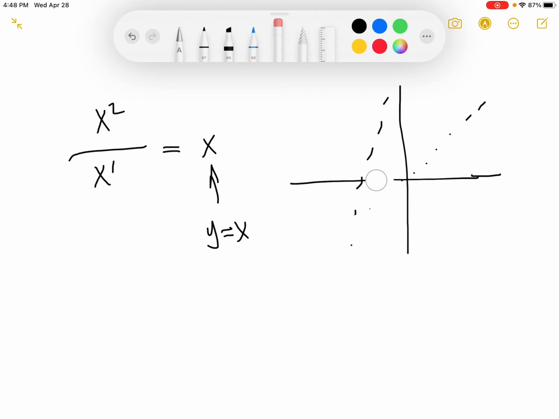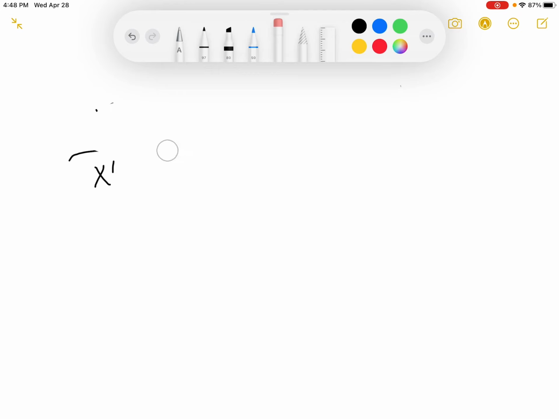So that's just something real quick that I wanted to say, because in some examples, you may need to find the slant asymptote to make sure that you can know how to graph it.